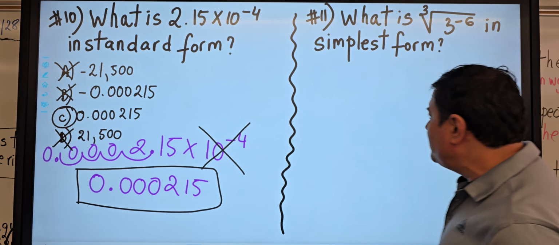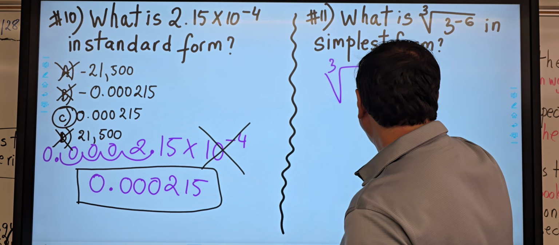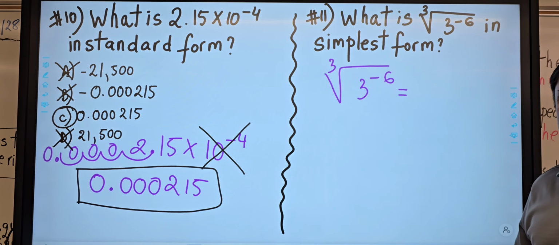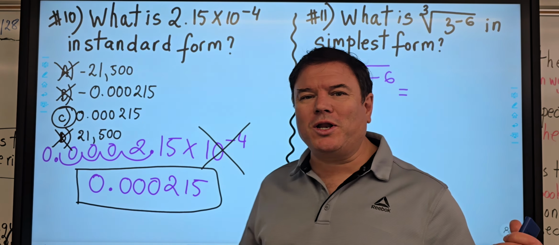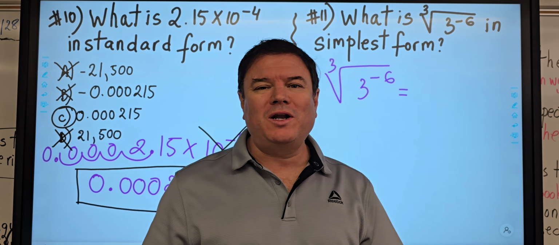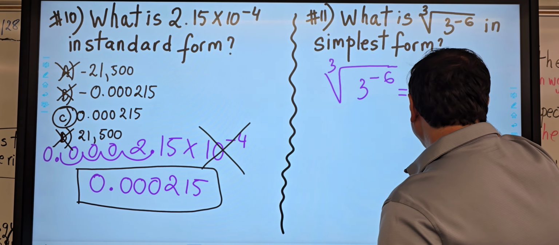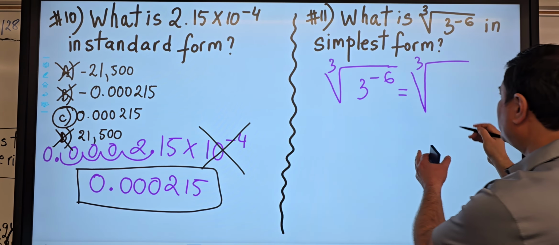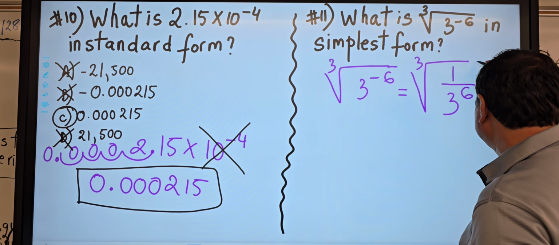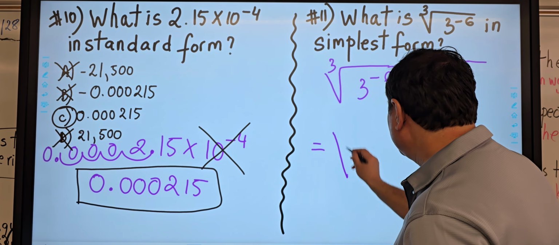And number 11 here, they are asking us, what is cube root of 3 to the negative 6? And here we have to remember that 3 to the negative 6, this is an exponent problem under the cube root, can be written as 1 over 3 to the positive 6. Please remember that fact. So we have cube root of 1 over 3 to the positive 6 in this case. And now let's see what we get. Let's continue to keep the cube root for now.